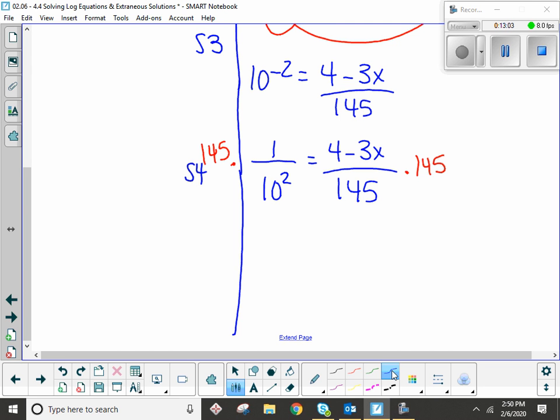The 145s cancel on the right. And on the left, I have 145 over 10 squared. What is 10 squared? 100. So I'm just going to make that 100. I could also, at this step right here, cross multiply, with the butterfly thing. Cross multiplying is simply multiplying both sides by their denominators. So it's basically half of what we already did.